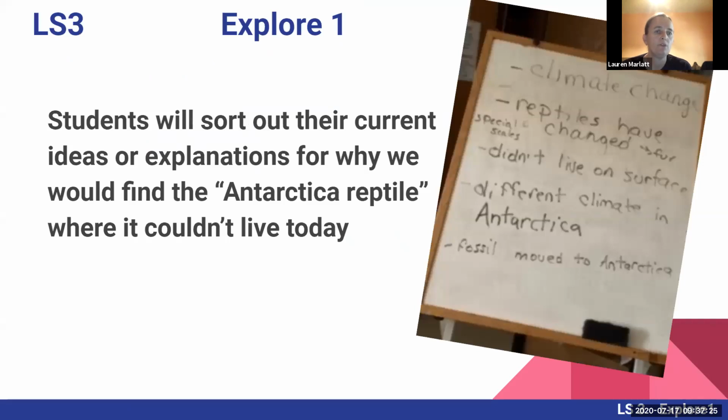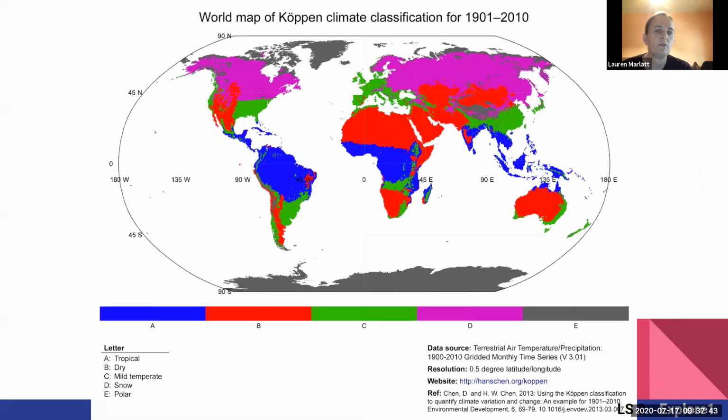So what they're going to do in their Explore 1 is take these ideas and build on them just a little bit. To start with, we're going to show them a climate map. This is a climate map of the different climates, and they should be fairly familiar with this since they just came off of learning about climate and weather, not necessarily with this exact map, but the idea that there are different climate zones.